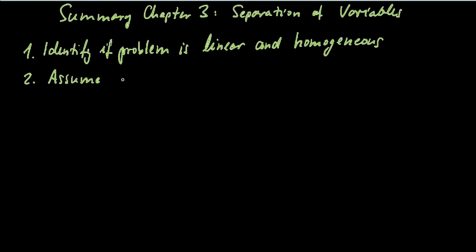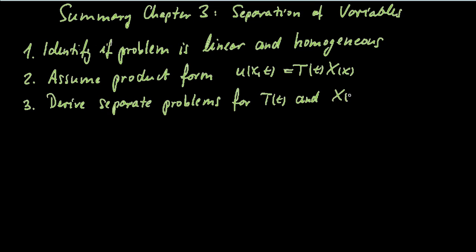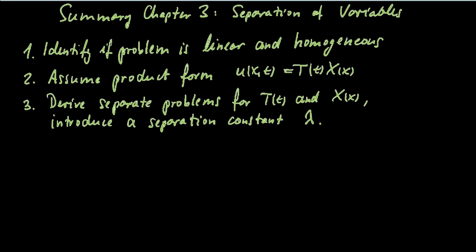If it is linear and homogeneous, then we assume a product form for the solution. So we write u to be a product of T of t and X of x, two functions. And then we try to separate them. So we sub it into the PDE, and then we get a differential equation for T, and we get a differential equation for X. And doing this, we find a separation constant, which we often call lambda, because one side of the equation only depends on time, the other side only depends on x, and so there must be a constant lambda.